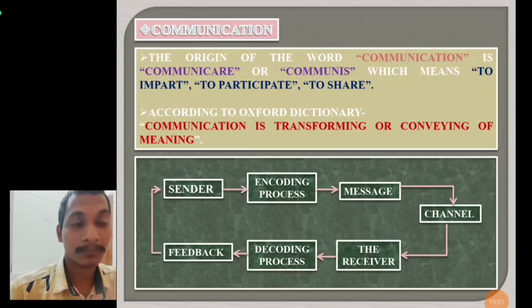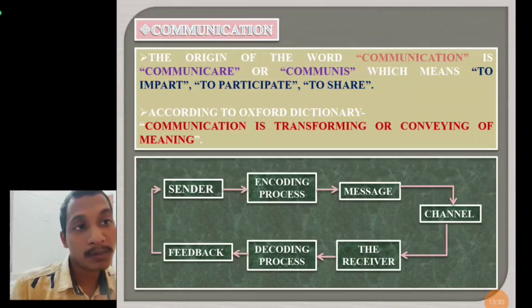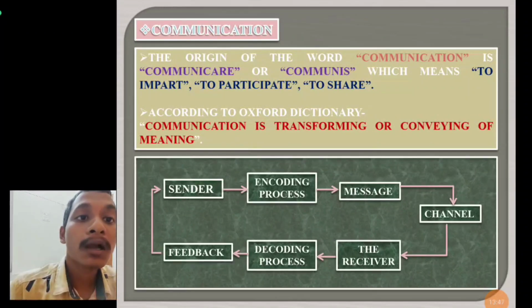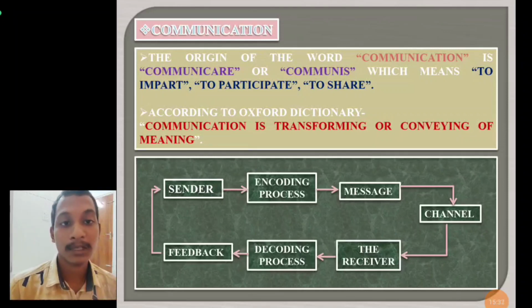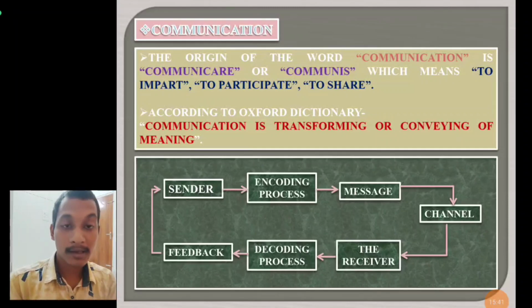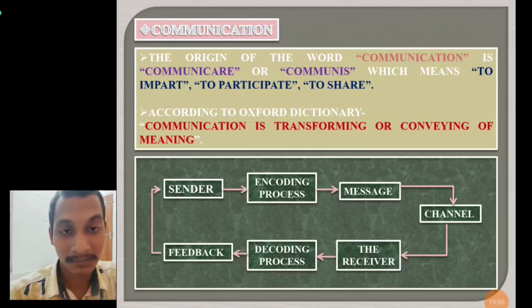What is communication? Where is it coming from? The origin of the word communication is communicare or communis, which means to impart, to participate, to share. According to the Oxford Dictionary, the definition of communication is transferring or conveying of meaning. That means communication is a process that can share something from one person to another person. It's like a transporting process, like a car transports something from one place to another place.